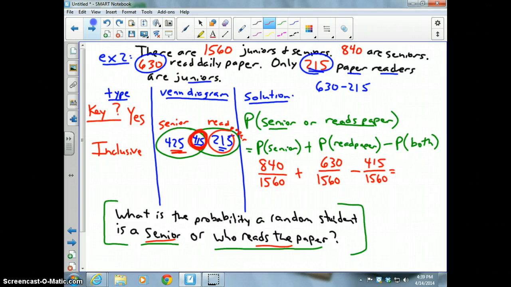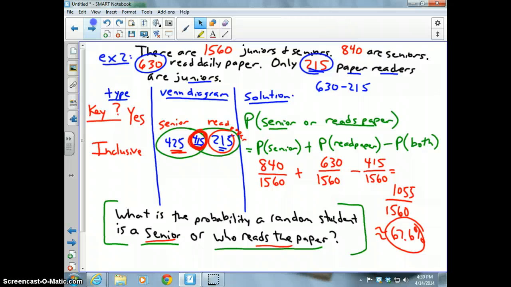1,560 students. And the grand total comes out to be 1,055 over 1,560. Now, what does that turn out to be as a percentage? Well, if you take your calculator and you divide those two numbers, it comes out to be approximately a 67.6% chance of picking either a senior or one who reads the paper. And that wraps up inclusive compound events.